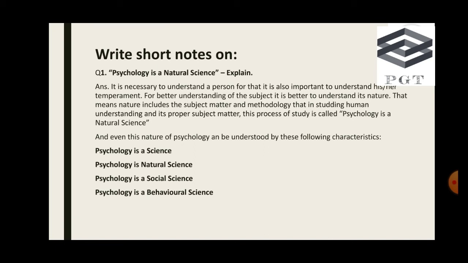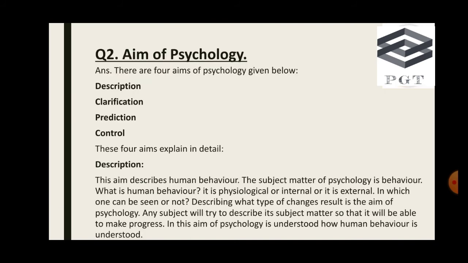If you understand what they think and what their problems are, and you help them to overcome them, and you analyze and understand the feeling of the person, that is called the natural science. So the nature of psychology can be understood through these following characteristics: psychology is a science, psychology is a natural science, psychology is a social science, psychology is a behavioral science.